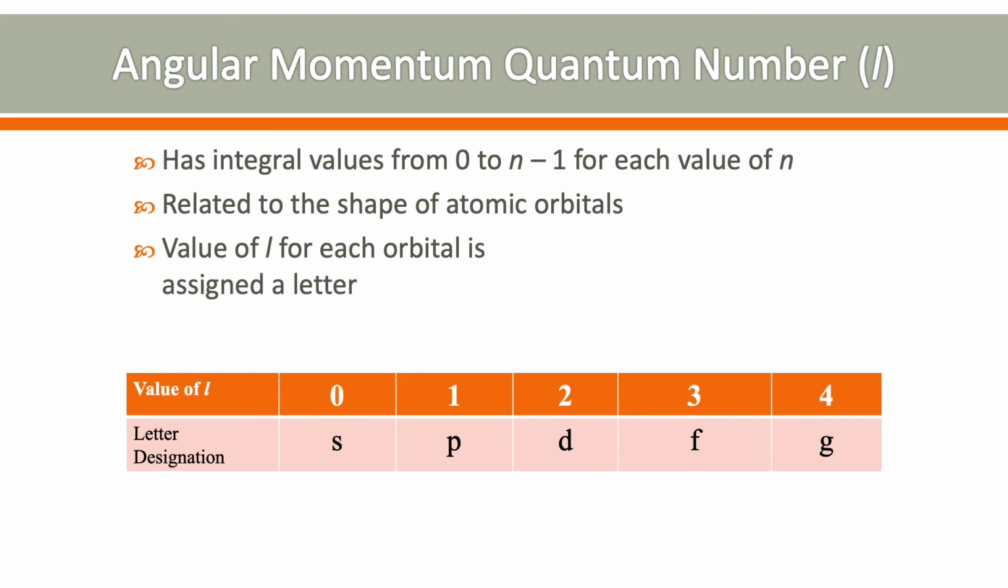The angular momentum quantum number, L, has integral values from 0 to n-1 for each value of n, and is related to the shape of the atomic orbitals. A value of L for each orbital is assigned a letter.